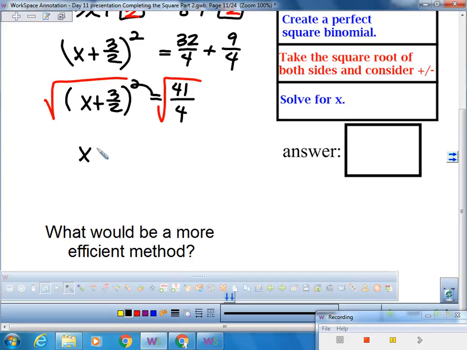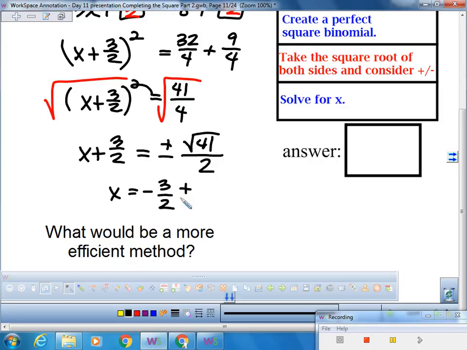So now I have x plus 3 halves equals plus or minus root 41, which there's no squares in there, but the square root of 4 is 2. So what's my axis of symmetry? If you use the quadratic formula, that's exactly what you're going to get. So what would be the most efficient method? Quadratic formula on this one. You probably make fewer mistakes, right? When you start manipulating all those fractions, I think you'd have more issues than if you just use the quadratic formula.